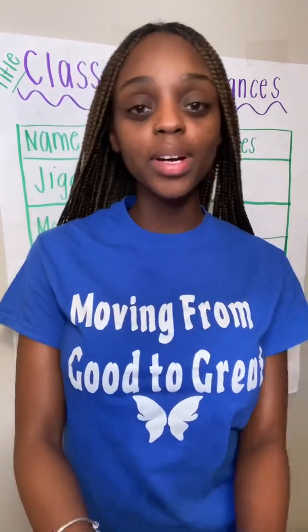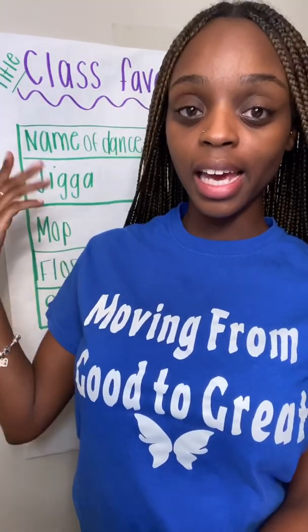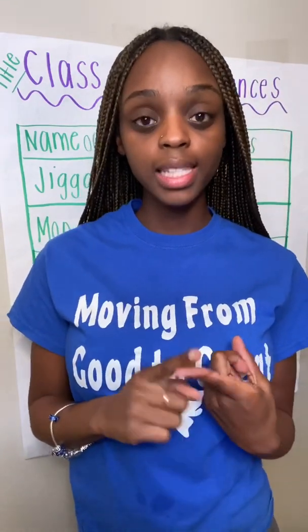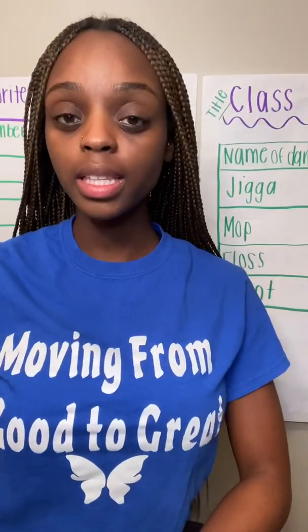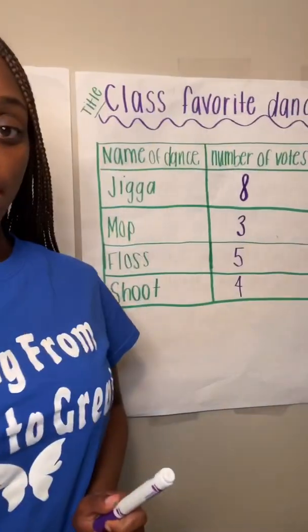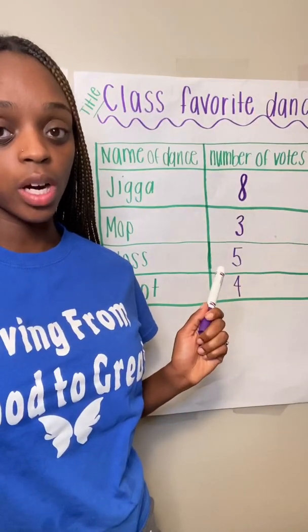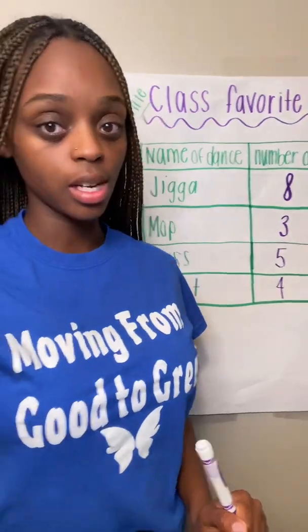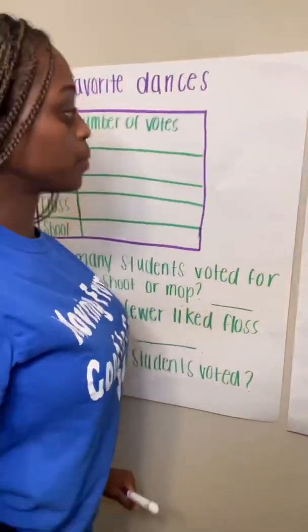Now, we are going to use the data that we just analyzed to turn it into tally marks, and we're also going to answer questions. Are you ready? Let's get started. All right, now we're getting to the part that I told you at the beginning, that we will be using tally marks. So we will be taking the information that we just talked about as far as our class favorite dances and transferring them into tally marks on another table.